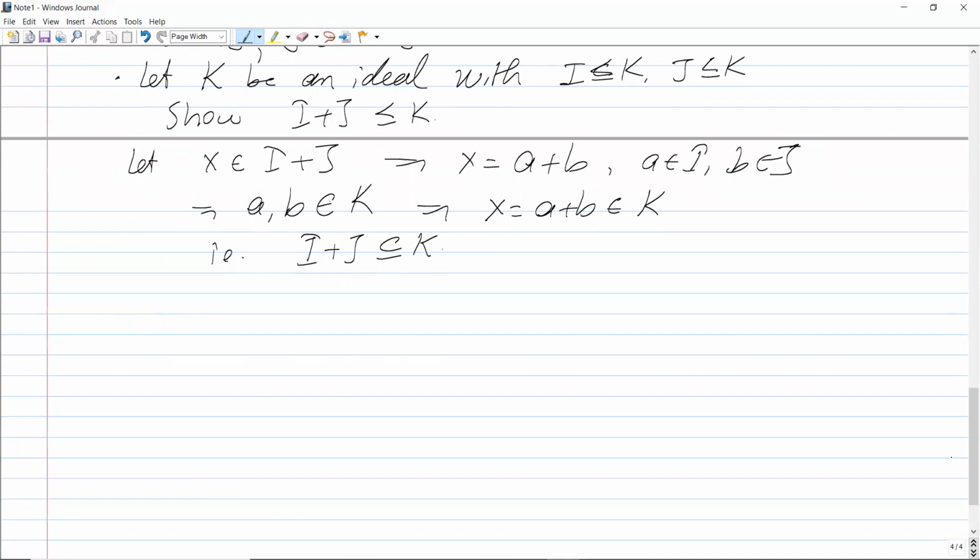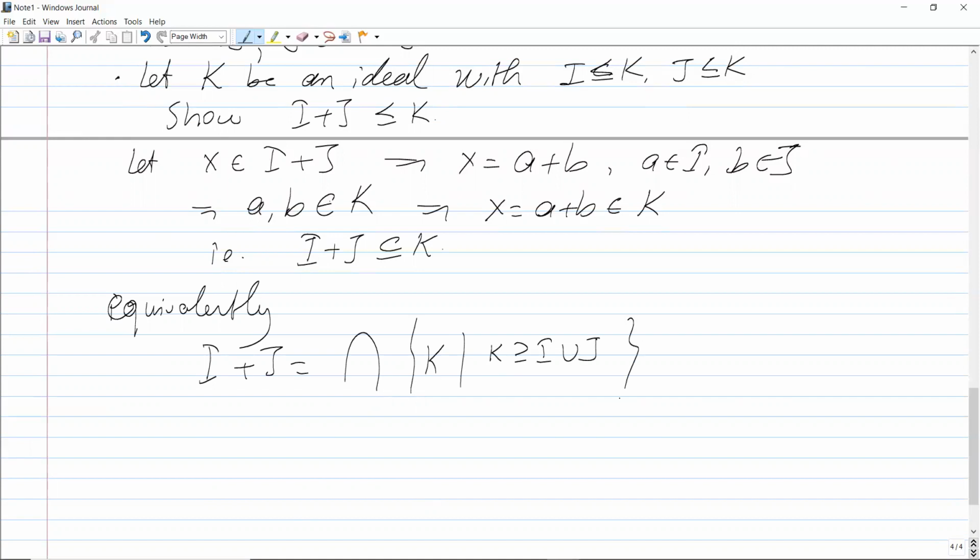Or another way of writing this, or equivalently, I plus J is the intersection of all ideals K such that K contains I union J. K contains I, K contains J, and K is an ideal in R, of course. Okay, that's the smallest ideal containing I and J. Okay, here's the definition.